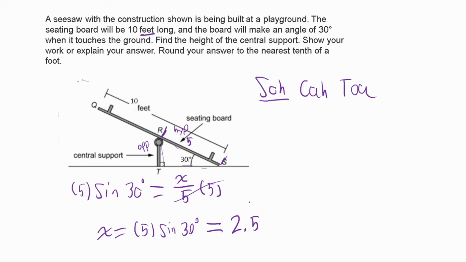It tells us up in the problem up here. It's feet. So let's just put that unit there for safety measures. 2.5 feet. And there we go. The central support of this seesaw is going to be 2.5 feet. So the seesaw is 2.5 feet off the ground in the middle. Awesome, awesome, awesome.